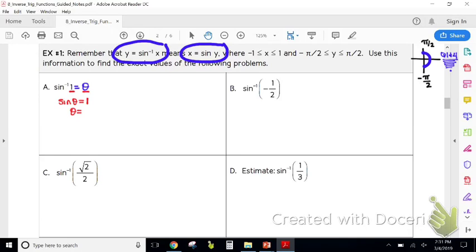Sine on my unit circle is what, x or y? Got to think back, huh? It's my y value. So go to your unit circle in quadrants 1 and 4 and find which of these has my y value as 1. Okay, but we want it in radians because it says it has to be between -pi over 2 and positive pi over 2. So what is it? Pi over 2. Yeah, pi over 2.